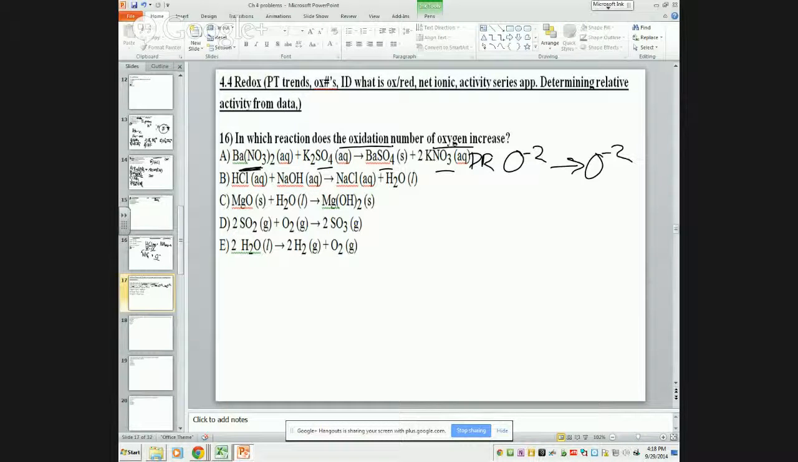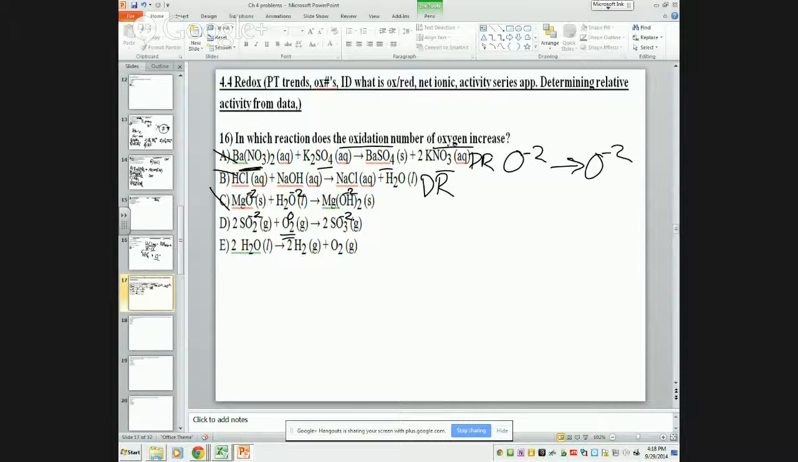There can't be a change in oxidation number because of double replacement. They just switch partners. Choice B is also a double replacement or double displacement reaction. So we know it can't be A or B. If you take a look at C, it's -2 here, -2 there, and again -2 there. So it can't be C. Take a look at choice D. It's -2 here, and since it's oxygen just by itself, it's 0 there, and then it's -2 over there. All right, maybe.